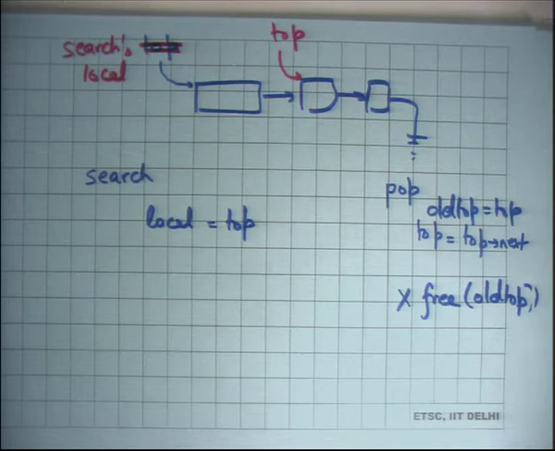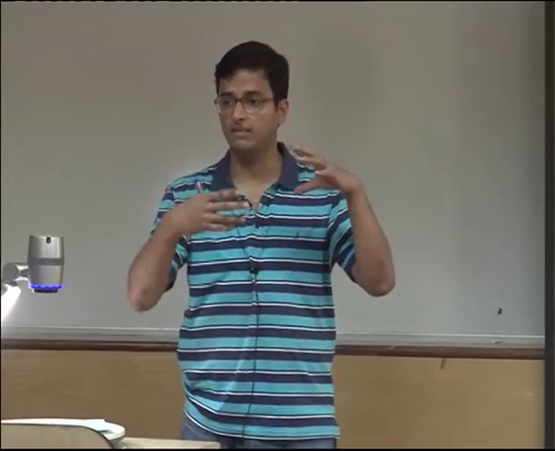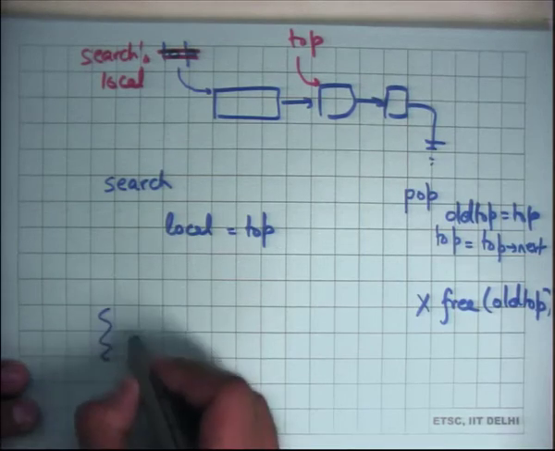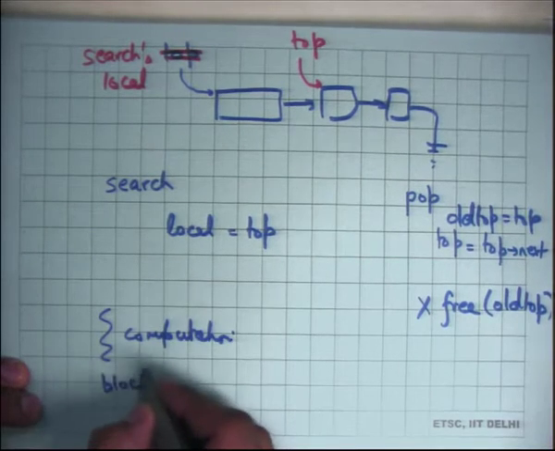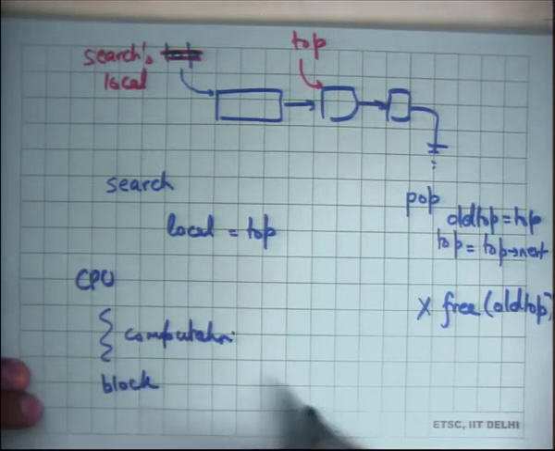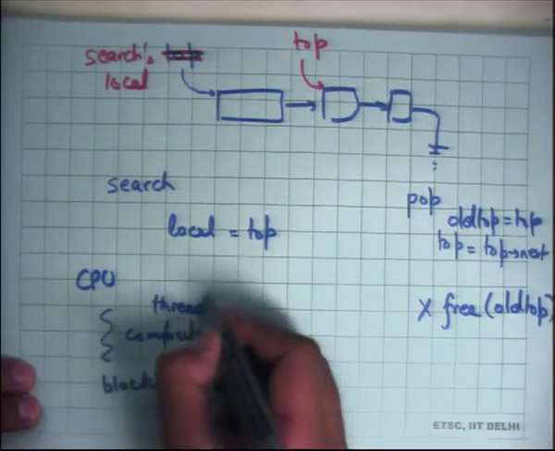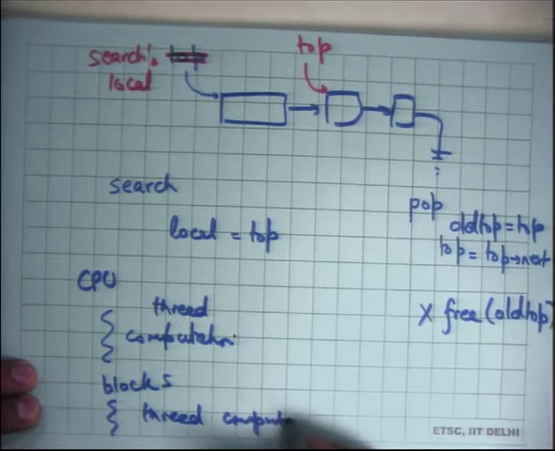Okay. And so the solution that was proposed was to look at the structure of the operating system. Operating system goes through cyclical activity, all right? So what happens is it does some computation and then blocks. If I look at every CPU, it runs some thread, then blocks. That's a thread computation, blocks, thread computation, blocks.